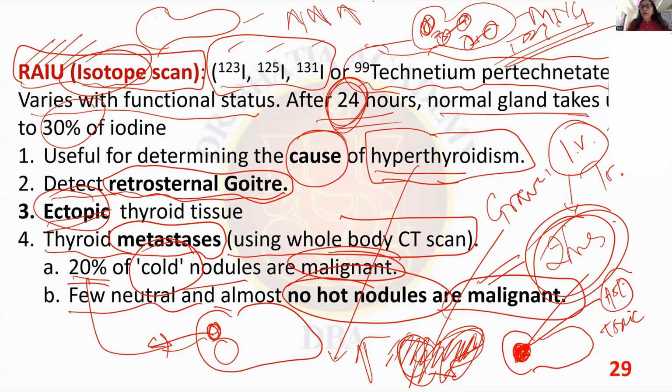बताएगा कोई मुझे क्या होगा अगर ग्लैंड ने कुछ भी डाई नहीं लिया, अपटेक नहीं लिया, लेकिन क्लिनिकली the patient is hyperactive, there is hyperthyroidism. This condition is called thyroiditis. What is it called? It is called thyroiditis. Why does it happen?